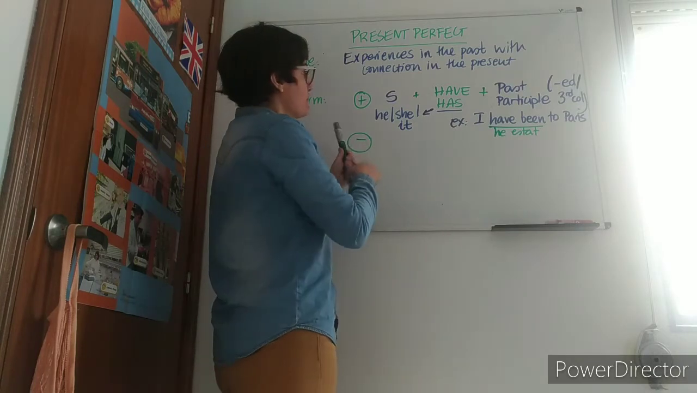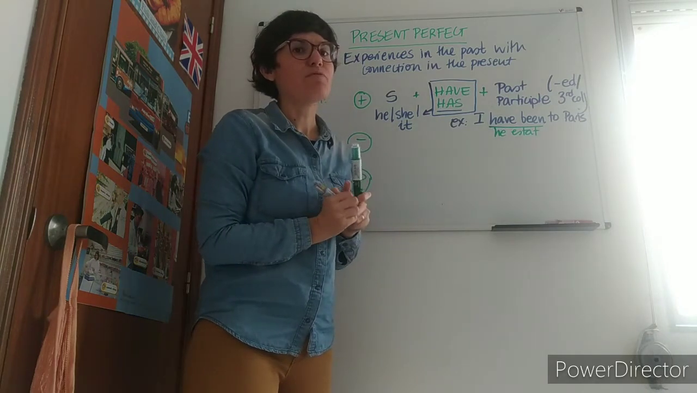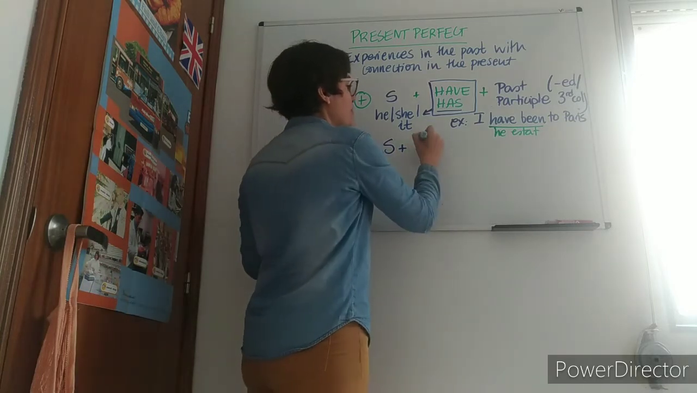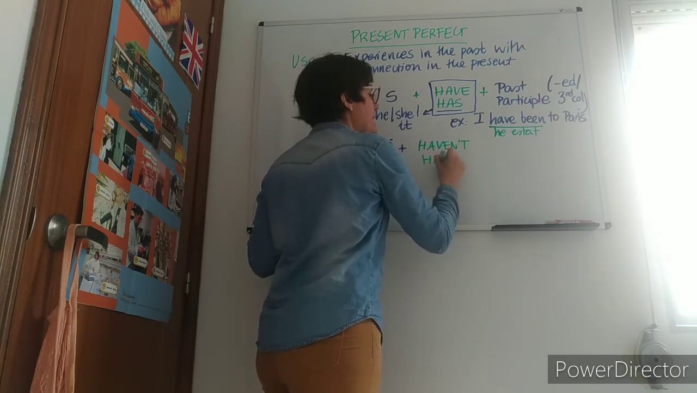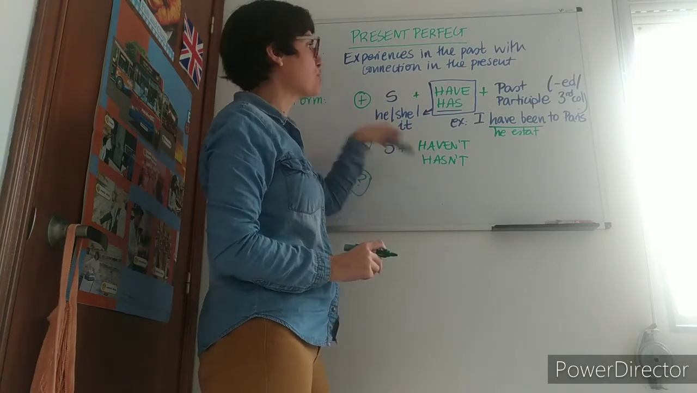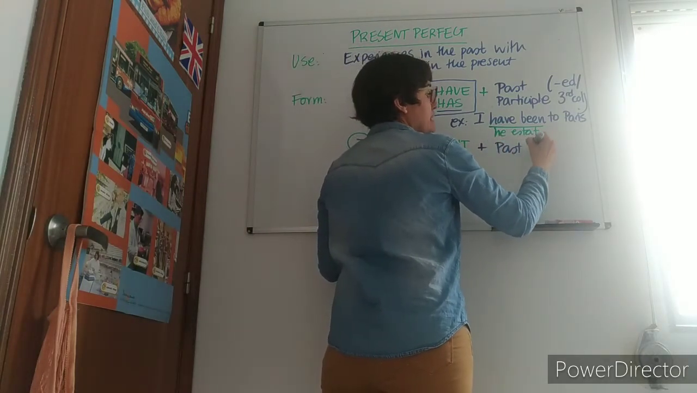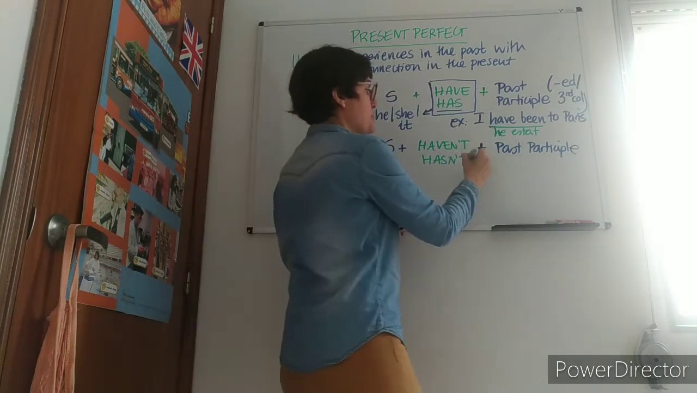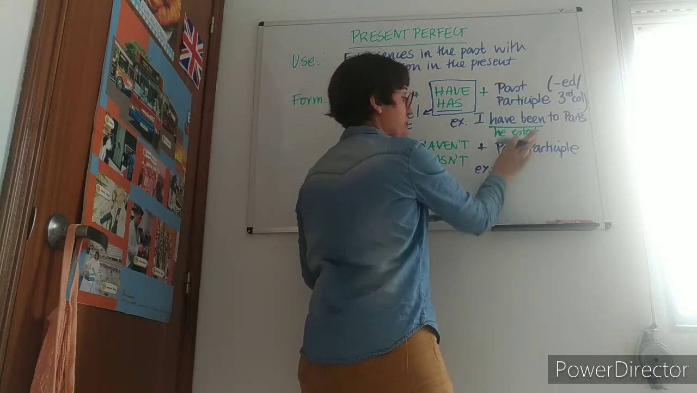In the negative, what we need to change is the auxiliary verb have or has. So in the negative, I will use the subject, and then instead of have or has, I would use haven't or hasn't. Hasn't when the subject is he, she, or it. Haven't for the rest. Okay? And then the past participle again. So this sentence in the negative will be: I haven't been to Paris. Okay?